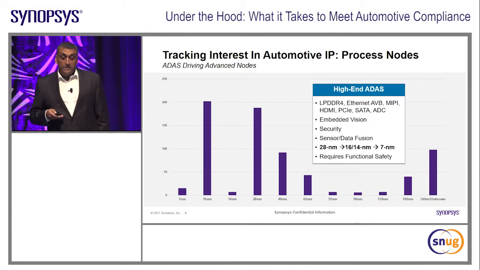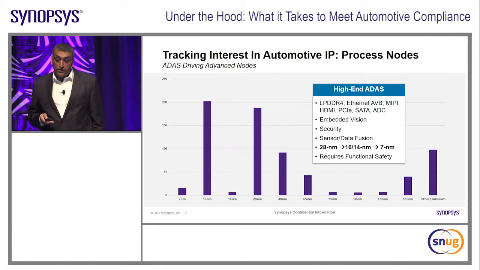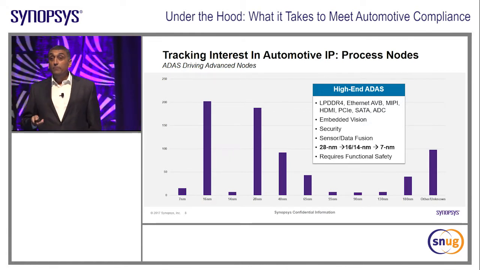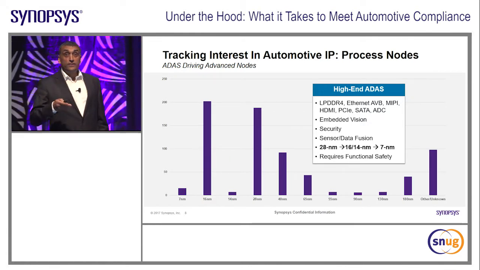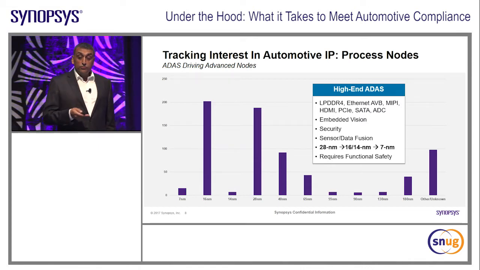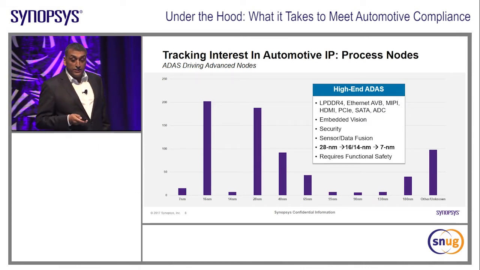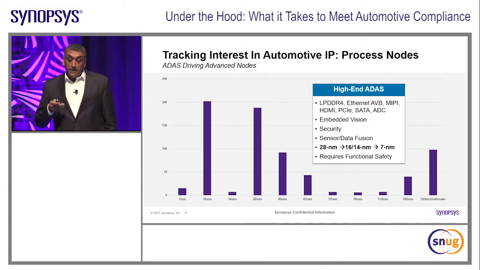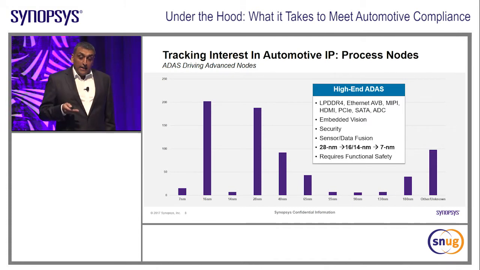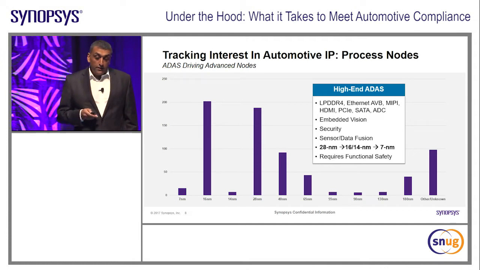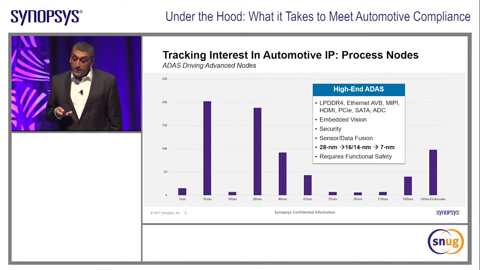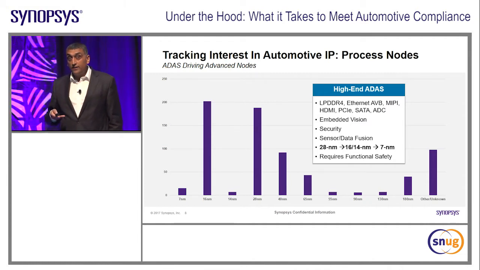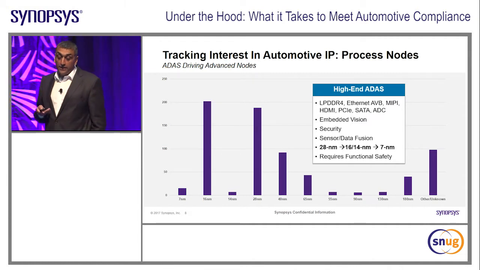So I talked about LPDDR4. We're seeing interest in Ethernet, Ethernet AVB, audio-video bridging. I'll get into more details about what that means. MIPI is also used in displays, as well as HDMI, PCI Express, SATA, and analog IP, embedded vision, security, and then you see some of the other things like fusion, data fusion, sensor fusion. All of these things require a concept called functional safety, which we'll deal with in a few slides.